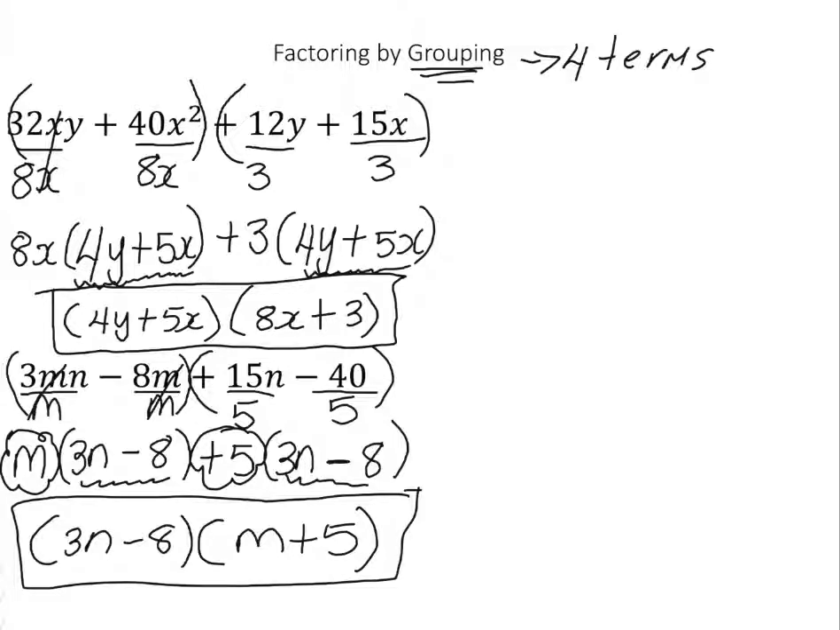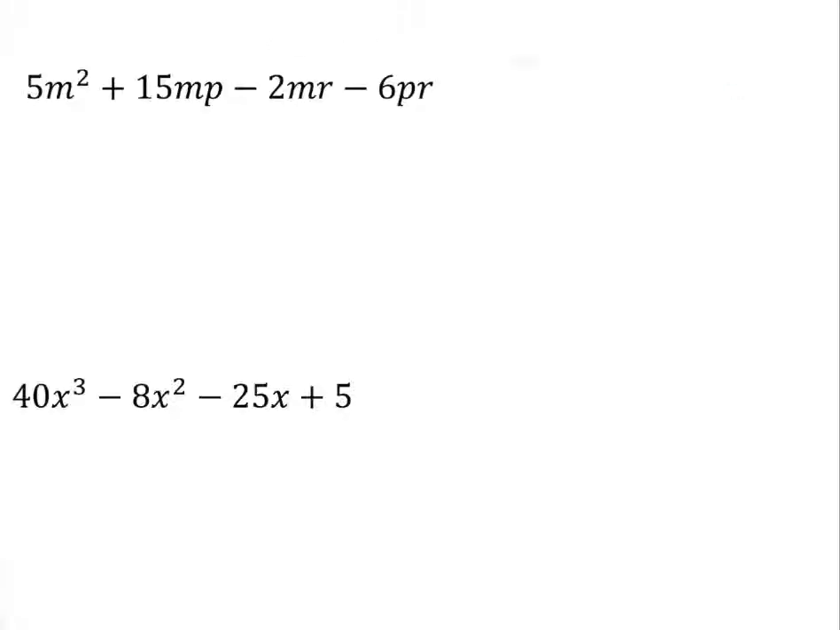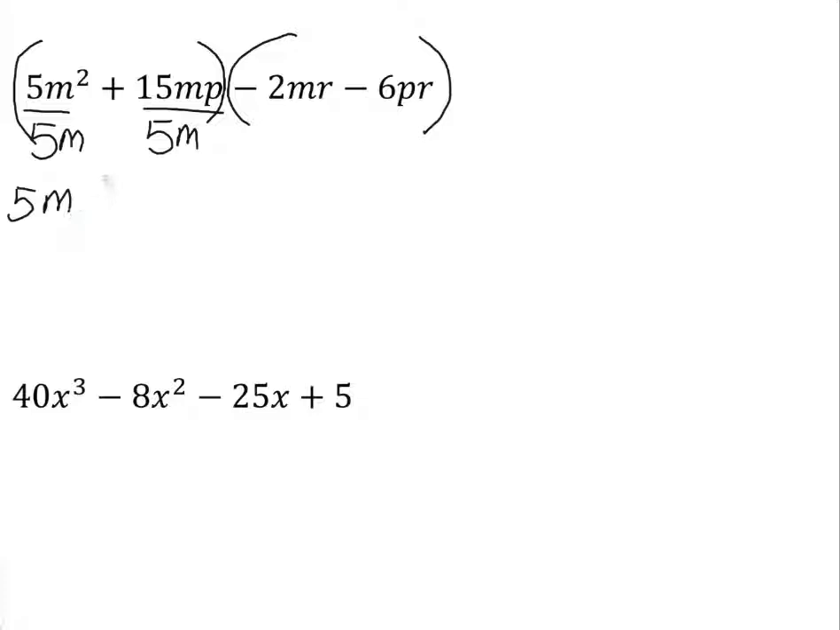Let's try it again. Okay, 5m squared plus 15mp minus 2mr minus 6pr. So again, I'm going to group the first two and the second two. Okay, starting here, I see 5 and 15. I can divide both of them by 5. M squared and m, so I'm going to take the m. Can't take the p because it's only common with the second term. So my GCF is 5m.